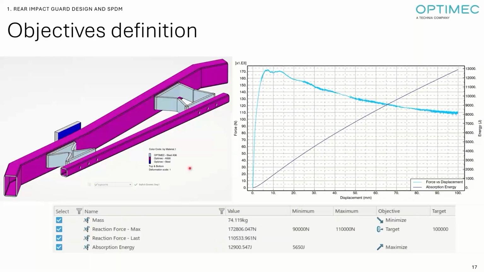Then you run the first simulation of the initial design and you set the objectives or the KPIs that you want to measure out of the simulation. Here we want to keep track of the mass. It's always a good idea to try to minimize the mass.